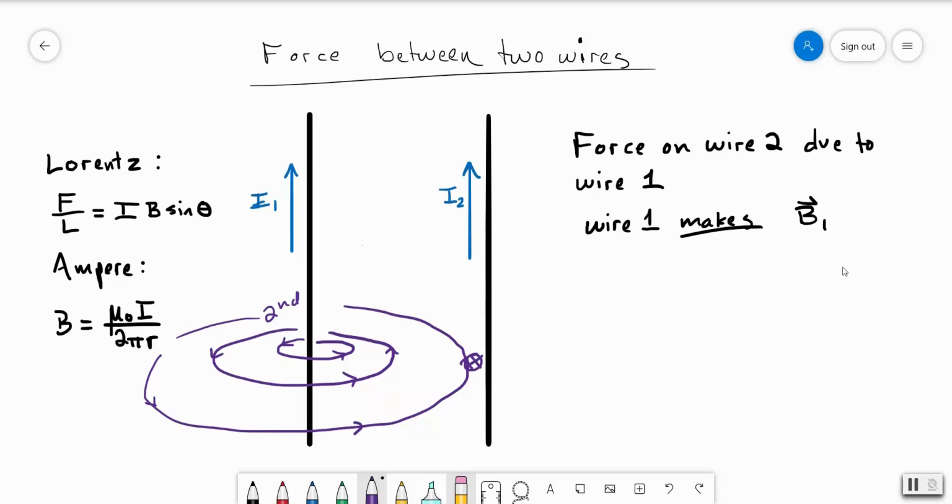Okay, so we know that wire 1 creates a field B1, which will be equal to mu naught times current 1, because that's what's establishing our field, over 2 pi, and now we're interested in the distance between our two wires. So here we would say that this distance away from wire 1 to wire 2, r, is going to be equal to this number d, whatever that happens to be. Okay.